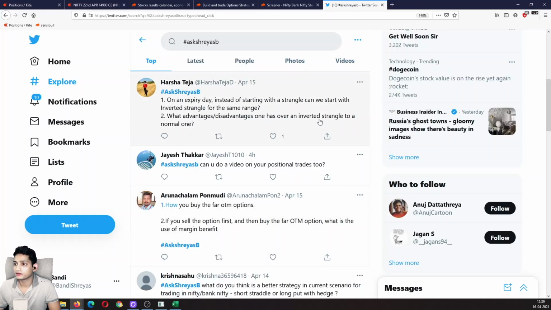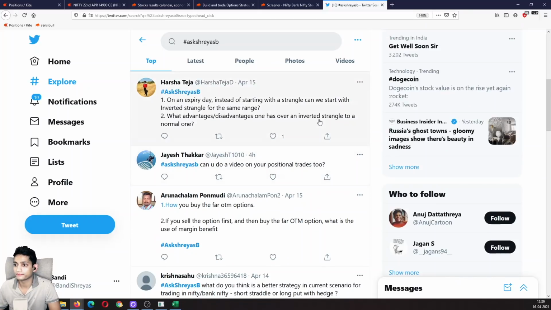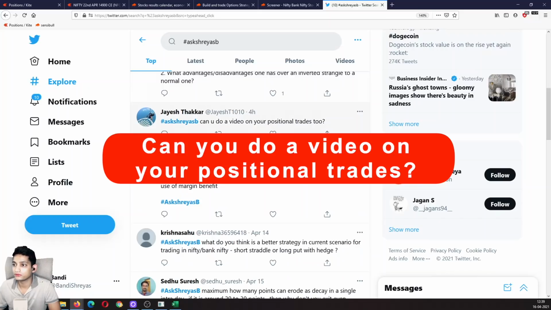Advantages and disadvantages of inverted strangle to normal? Absolutely none. It's the same thing. For example, on an expiry day, if you take a regular strangle of let's say 50 points up, 50 points down, just hypothetically, and you do an inverted strangle, the net credit received will be exactly the same. The payoff will be the same. Won't be any difference.